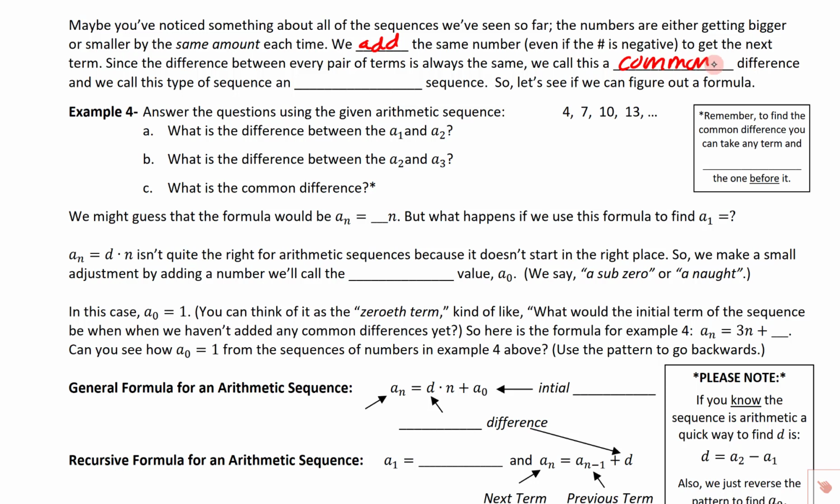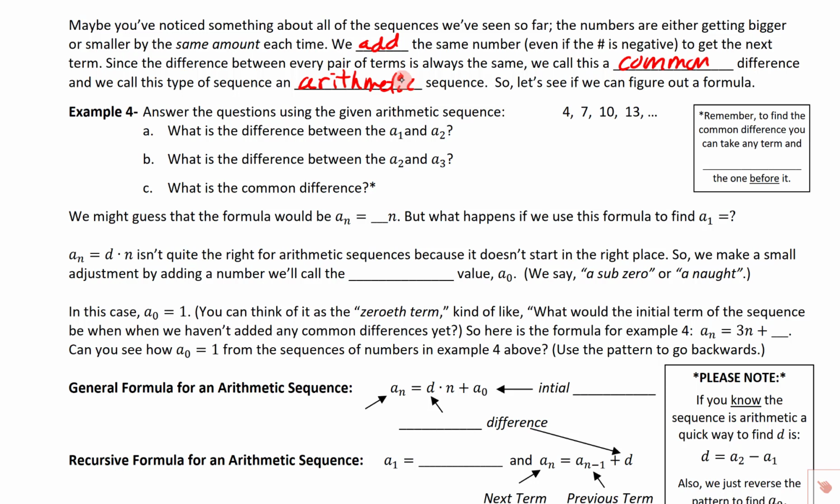And then this type of sequence where it goes up by the same amount every single time or goes down by the same amount every single time, we call this an arithmetic sequence. So we'll write the word arithmetic. Okay, and arithmetic in this case is pronounced a little bit funny because it's an adjective rather than a noun. Just a little English there for you.